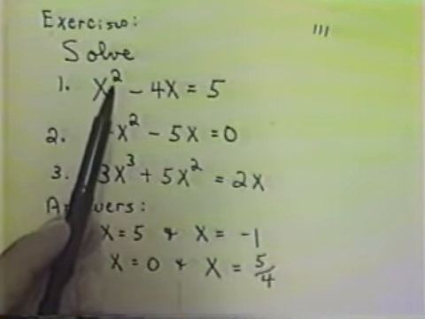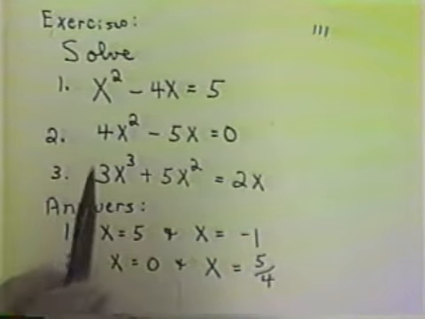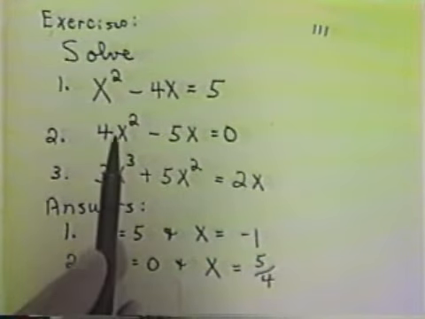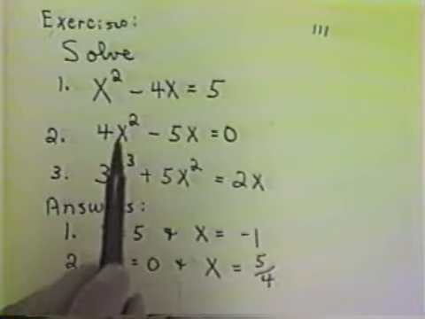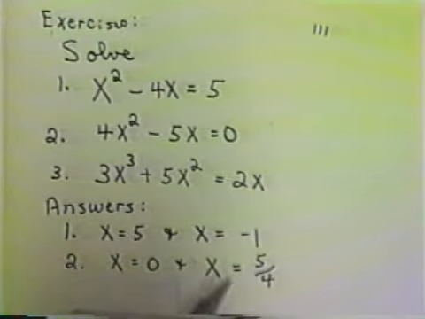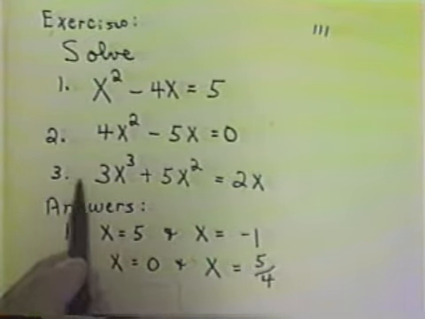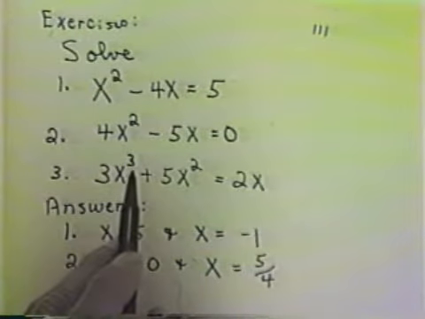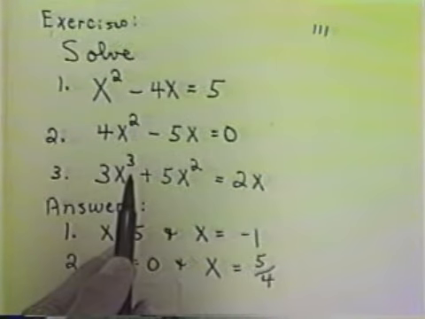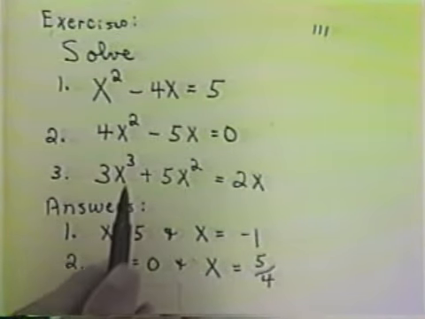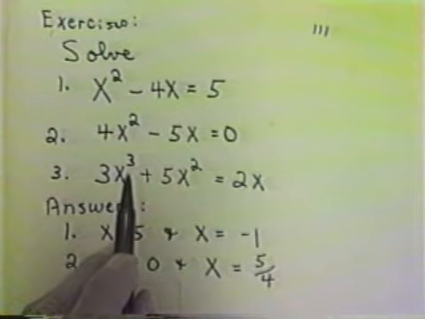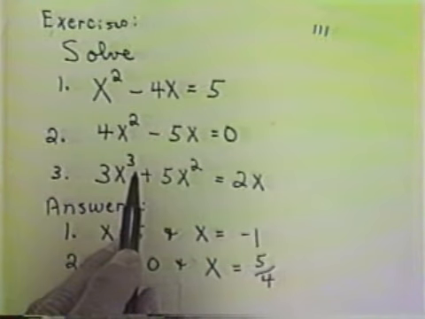Now notice for the first one, the largest exponent is 2, so therefore we expect two answers. We got two answers, 5 and -1. For the second one, the largest exponent is 2, therefore we expect two answers. We have two answers, 0 and 5/4. Now for the third one, the largest exponent is 3, so therefore we expect three answers. If you did not get three answers for the third one, stop the tape now and go back and see if you can find an error. Make sure you do indeed have three answers.